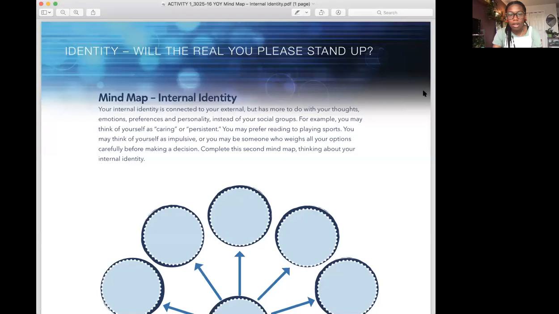So, I'm going to share my screen one more time, and we're going to take a look at something called a mind map. There it is. All right, so let's take a look at our mind map.